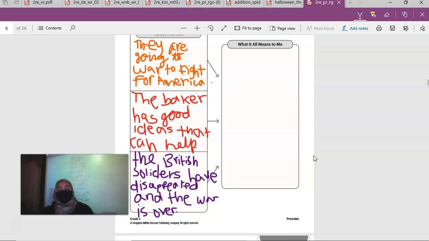Am I going to write that by myself? Yes, you are. If you have any questions, let me know. That's basically it. So you're going to write what the story was about, what it all means to me. They are going to war to fight. Who's going to war? The Americans. The Americans are going to war with the British. And the baker helps them win the war by baking pastries for them to eat.